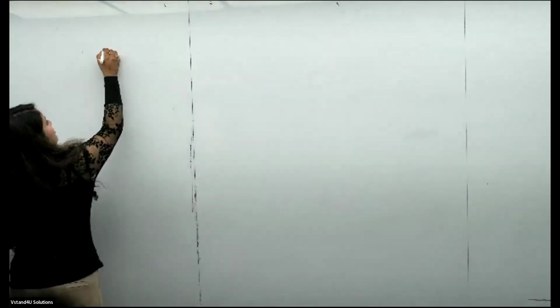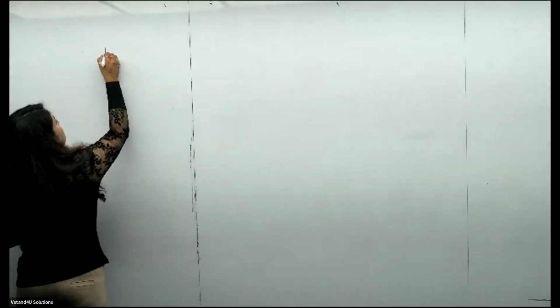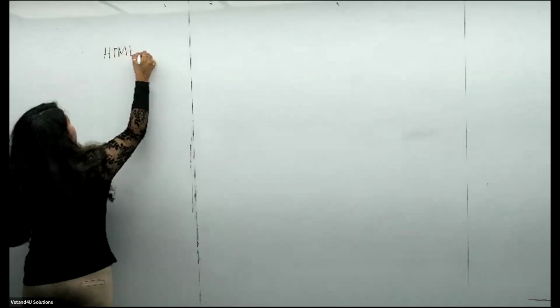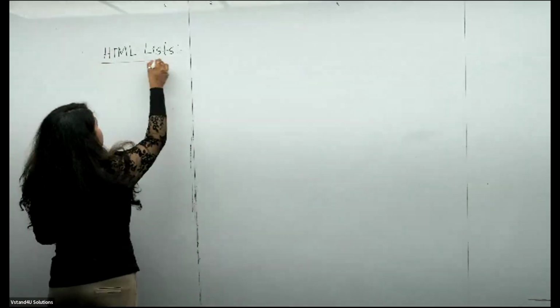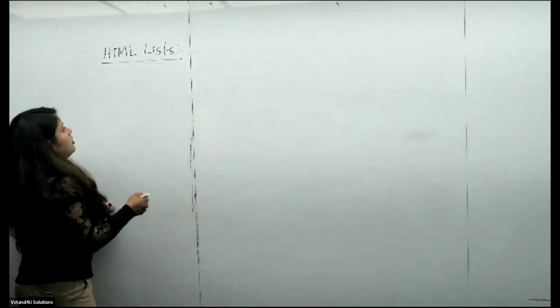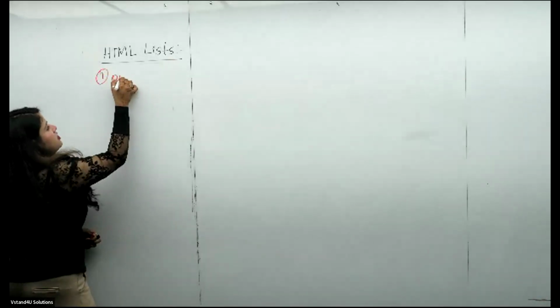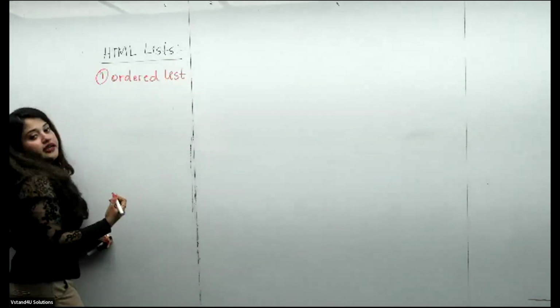Okay. Today we will learn something called HTML lists. Now you tell me what may be the different types of lists. Everyone, what are the different types of lists? The first type of list is called ordered list.